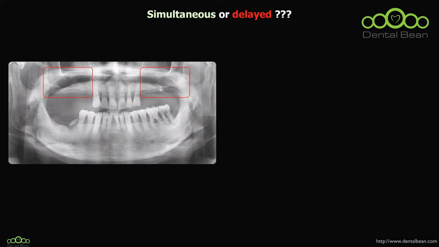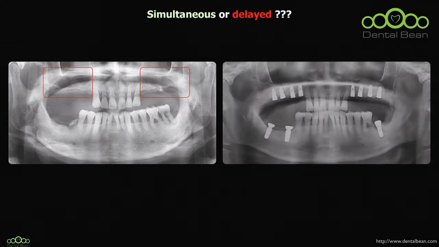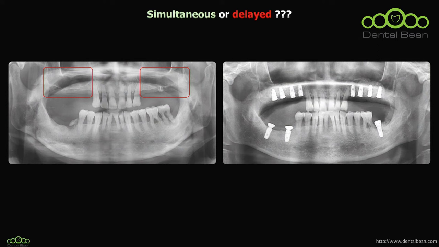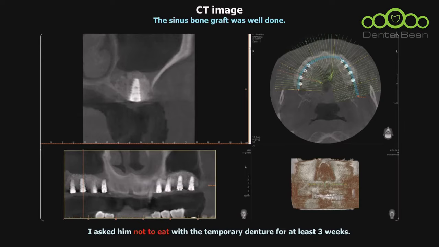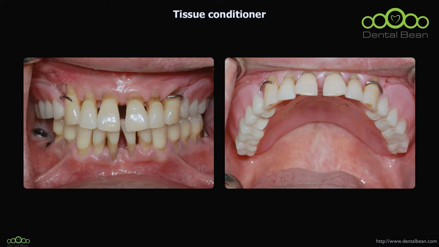As you can see in this panoramic view, the remaining alveolar bone of the inferior wall of the sinus was very thin, even though the bone level implants were placed combined with sinus bone graft. We can predict the bone quality is very poor. Also, the initial stability of the implant is very poor. At the moment, we can deliver the temporary denture. Of course, I asked this patient not to eat hard food for a certain period, at least 3 weeks. And then I delivered the temporary denture.